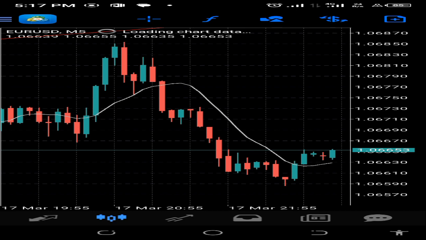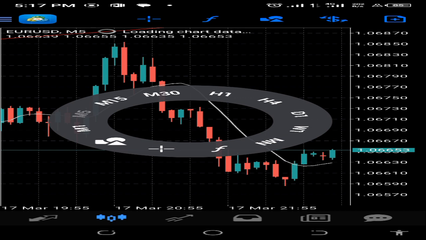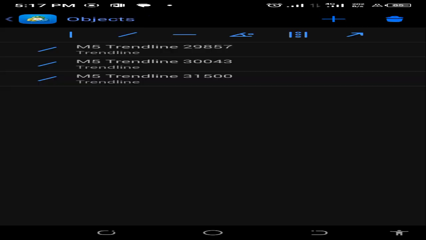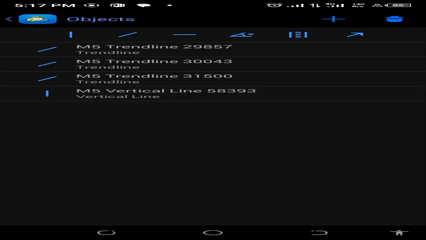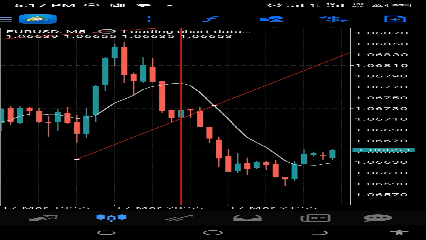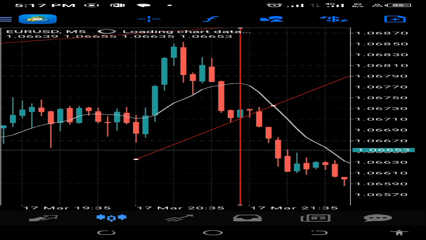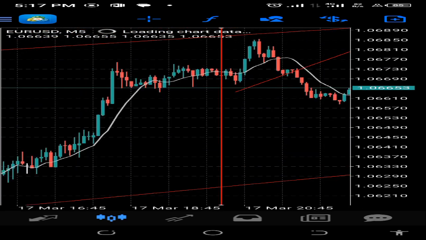Then here, this place here, is the same thing by tapping on the phone. So this is where you have your different tools or objects to use. This is the vertical line. This one we also call the trend line. That's the right word for forex traders. This line here is the trend line. So when you want to draw your trend in the market, this is the line you use.